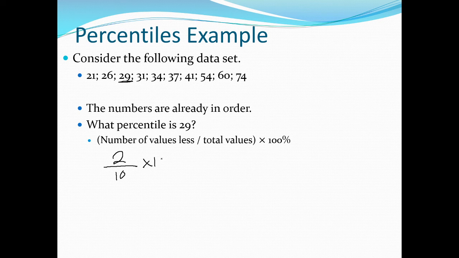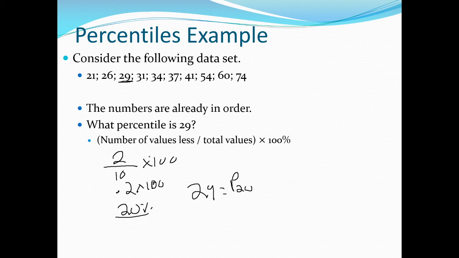And we're going to times that by 100. So that'd be 0.2 times 100, which would be 20%. So 29 would be the 20th percentile. 20% of my data is 29 or less. That's all it is. So again, number of values that are less than the target number divided by the total number of values you have times 100.